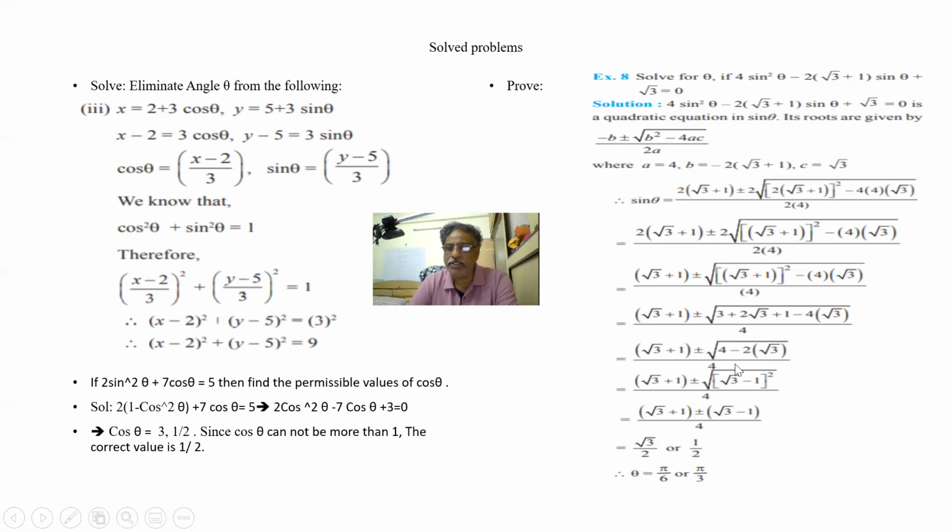When we simplified this equation, what I am getting? One root is root 3 by 2 or 1 by 2. So root 3 by 2 means this is sin theta, so either it can be 60 or it can be 30. Or it can also be in the second quadrant. Angles of the second quadrant also have positive sine, so that also can be written.